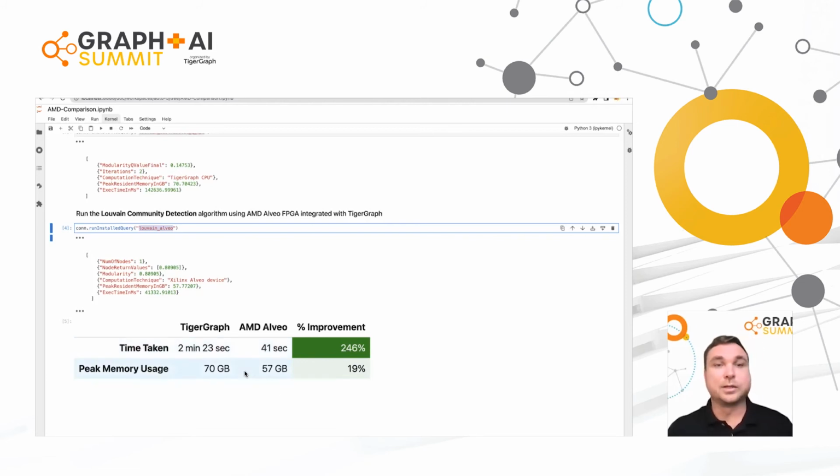And similarly, we can see that the amount of memory that was used when we used the FPGA card was also decreased by about 20%. And so what I'm going to do now is hand over to Kester, who can talk in more detail about the advantages that the AMD Alveo FPGA card can bring when used with TigerGraph.